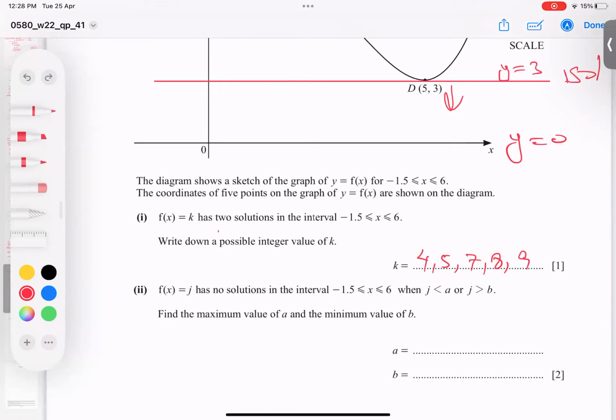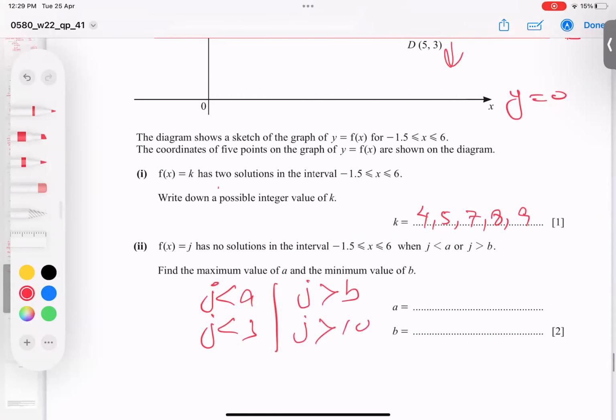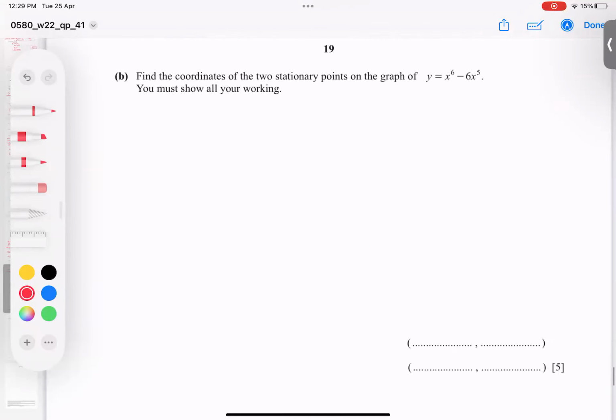So above 10 and below 3, and this is called the maximum value of A. So he's writing J value less than A, so it's a no solution. Naturally this A is very clear, it is 3. Because at less than 3, it has no solution. And J value is bigger than B, bigger than 10. So A value is 3 and B value is 10. I hope the point is very clear.